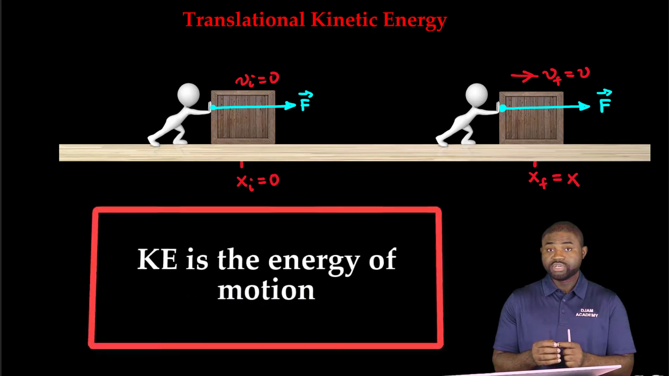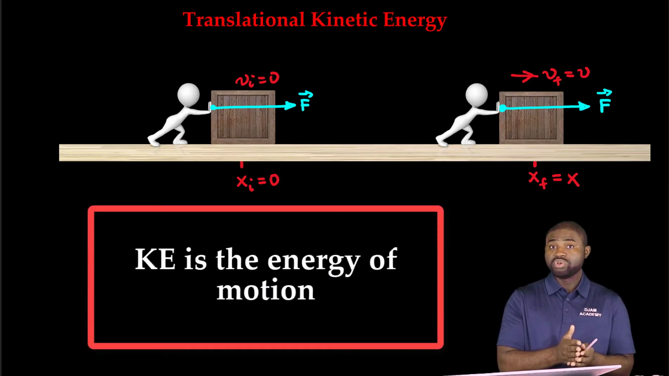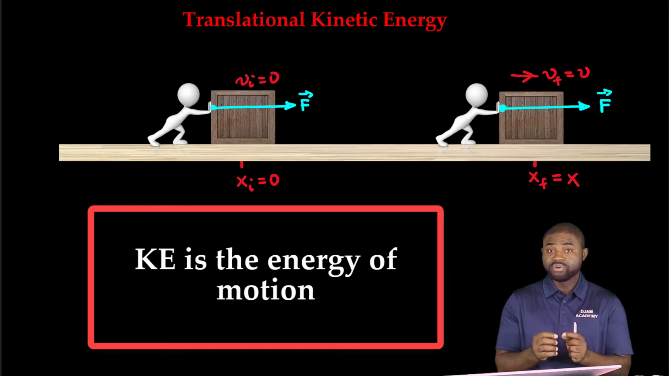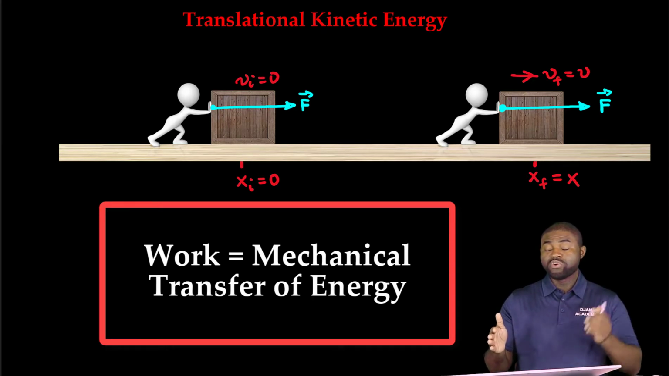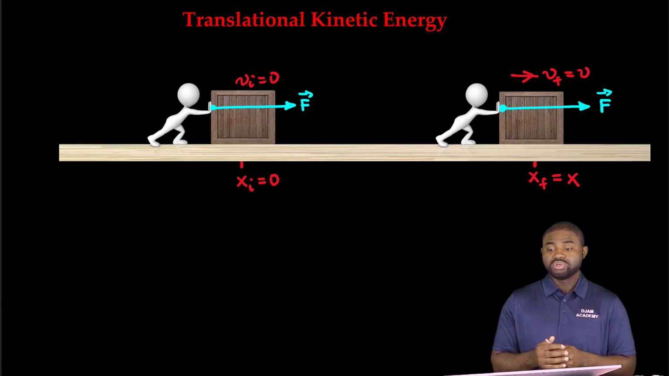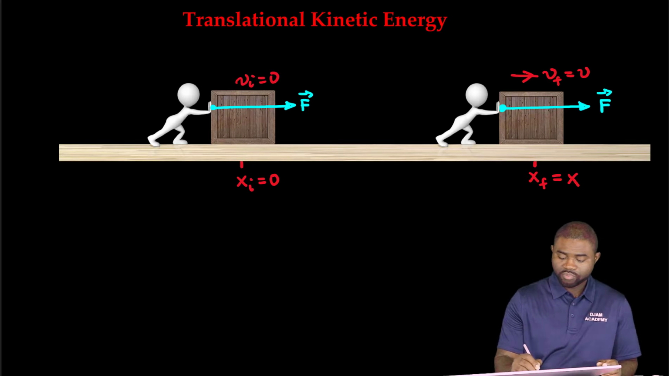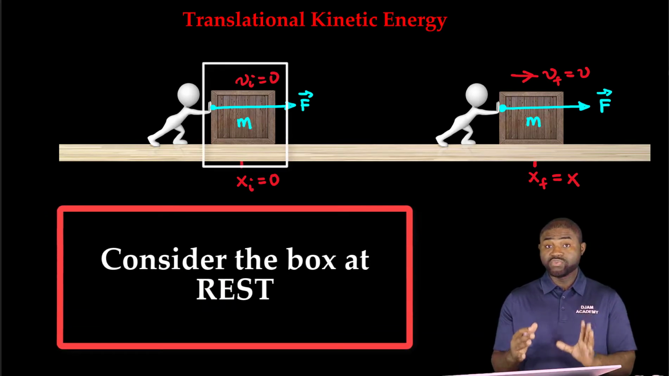Kinetic energy is the energy of motion, which means if you are moving, you have kinetic energy. But remember, work is the transfer of energy from one object to another. So let's say we initially have a box of mass m. The box is initially at rest.